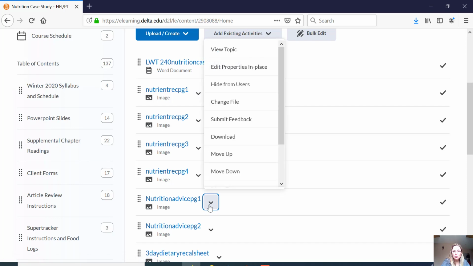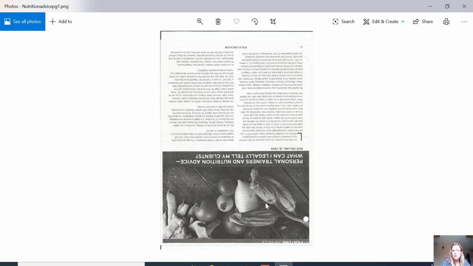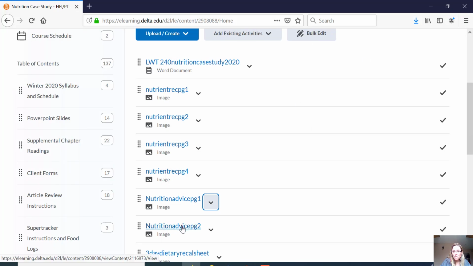Also, I've uploaded this nutrition advice article that is very interesting about the different states and the laws governing what a personal trainer can legally tell their client. So I encourage you to read that article because it's very interesting. So page 1 is there, and then page 2 here.